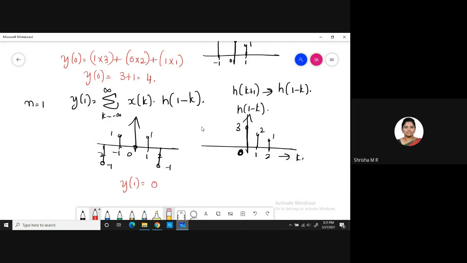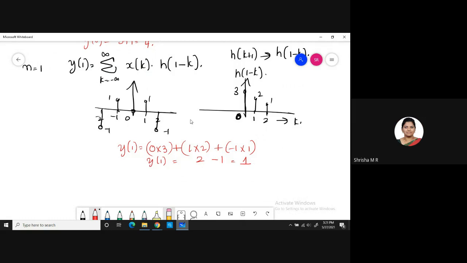At 0 it is 0 into 3. Plus at 1 it is 1 into 2. Plus at 2 it is -1 into 1. So 2 minus 1 is nothing but 1. Y of 1 is 1. Got it? Clear?